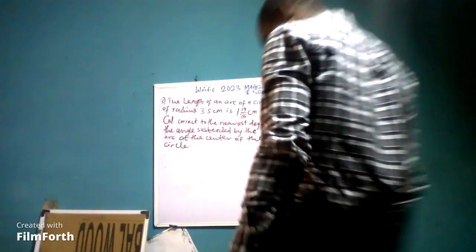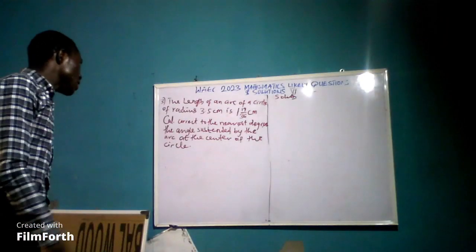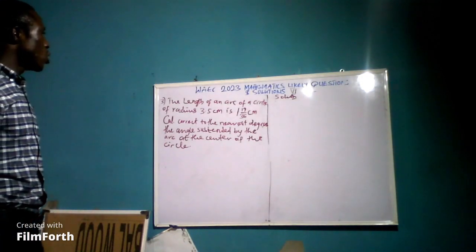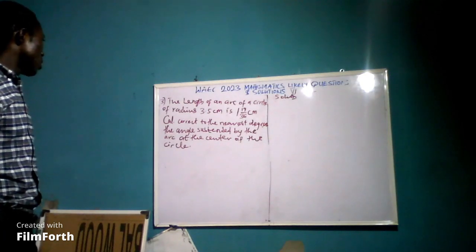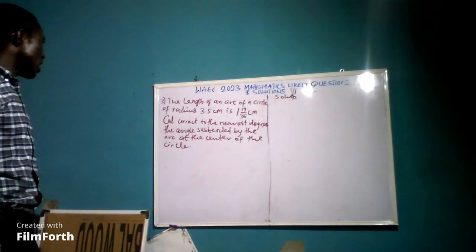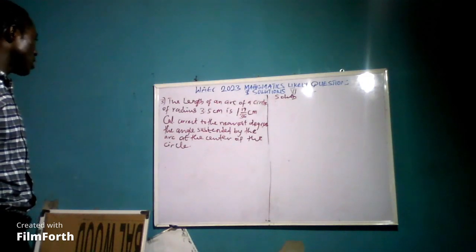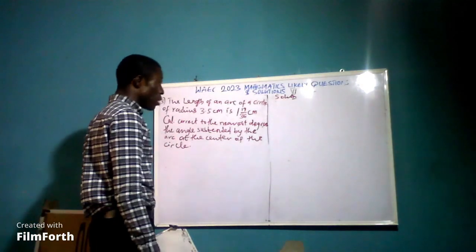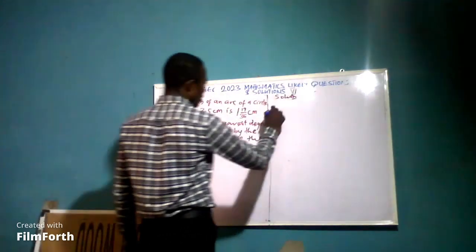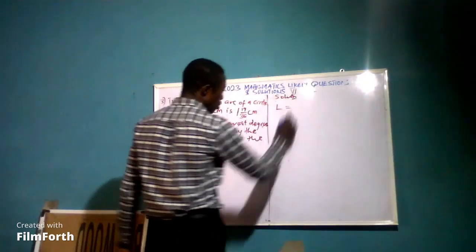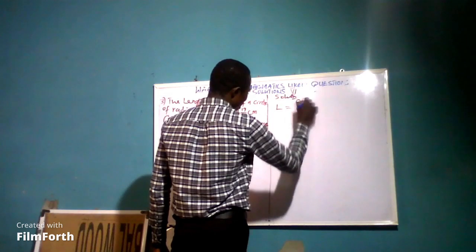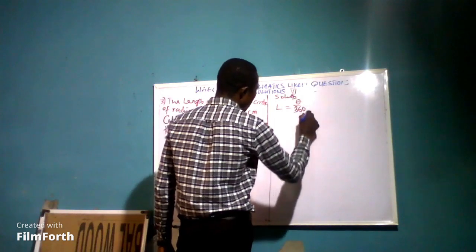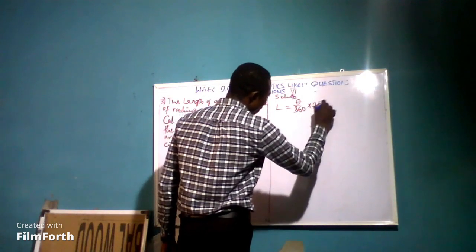Now let's take question number 3. Question number 3 says that the length of an arc of a circle of radius 3.5 centimeters is 1 and 19 over 36 centimeters. Calculate, correct to the nearest degree, the angle subtended by the arc at the center of the circle. Okay? So don't forget that the formula for finding the length of an arc is given as length L equal to the ratio of the angle subtended by the arc to the angle subtended by the whole circle, which is 360, multiplied by 2 pi r.